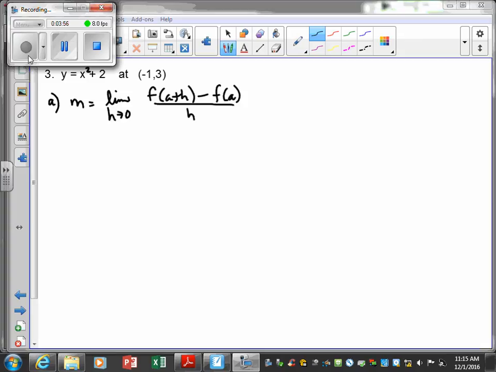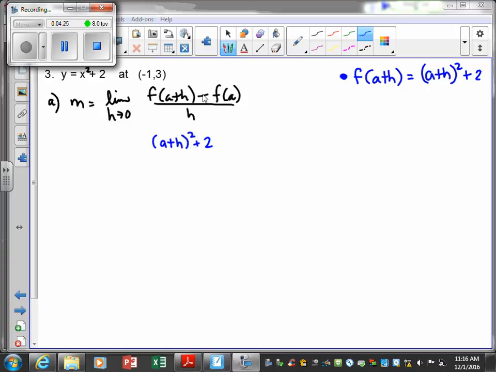Okay, we start with our definition. This time when we evaluate f of a plus h, that means we plug a plus h into our given function everywhere that there's an x. So f of a plus h is going to be what? Okay, you get (a plus h) squared plus 2. Okay, that was this. And I put that note over here.